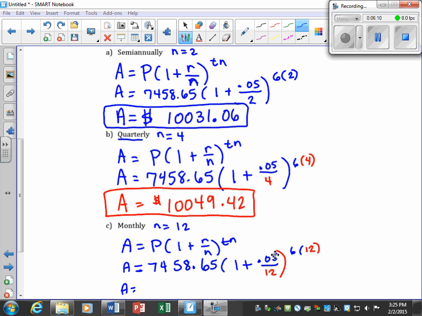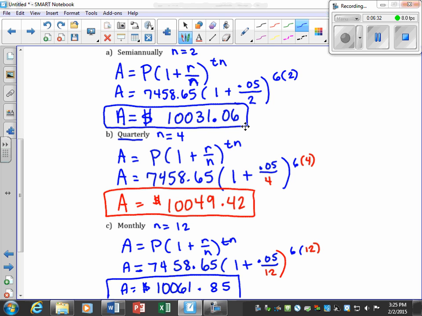So in the calculator, 0.05 divided by 12, enter, plus 1, enter, raised to the 72nd power, hit enter, multiply it times this, and we should get the calculation of $10,061.85. So 2 times a year, 4 times a year, 12 times a year. You can see that it benefits when it's calculated more frequently, when it's compounded more frequently.